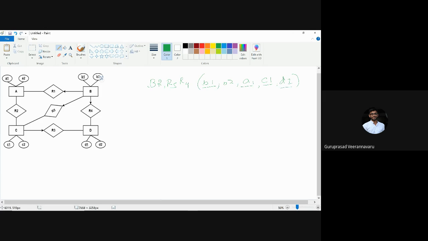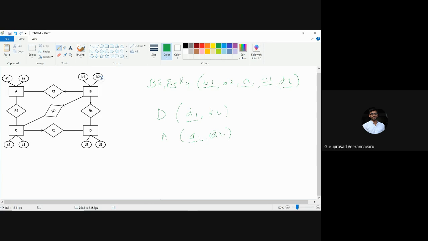And if you see D, actually D is not depending on anybody else. Other people are depending on D. So D will have its own table. D will have a D1, comma, D2. Similarly, A is also not depending on anyone. There are other people depending on A. So A will also have one for A1, comma, A2. We have done for A, we have done for D.